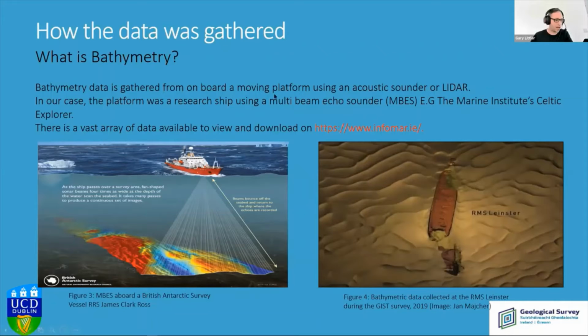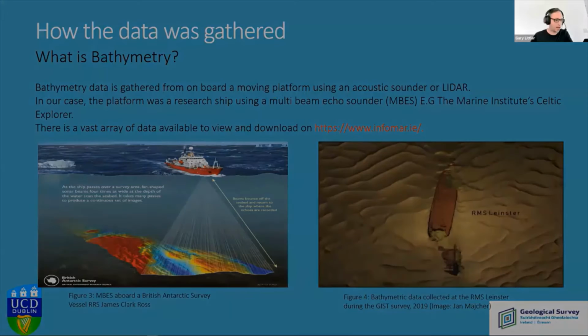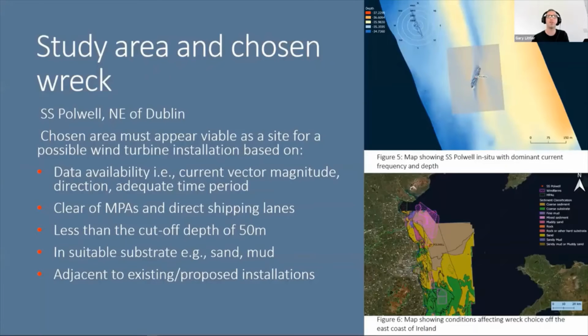So what area did we choose? What wreck did we use? We had a few different wrecks to choose from, but we based our criteria on somewhere close to where a monopile might actually be installed. So the company standards and availability of data; obviously, we needed to have repeat surveys. In the case of the one that we chose, the SS Powell, we have 3 years of data for the current vector magnitude and such. We wanted it to be clear of marine protected areas and shipping lanes.